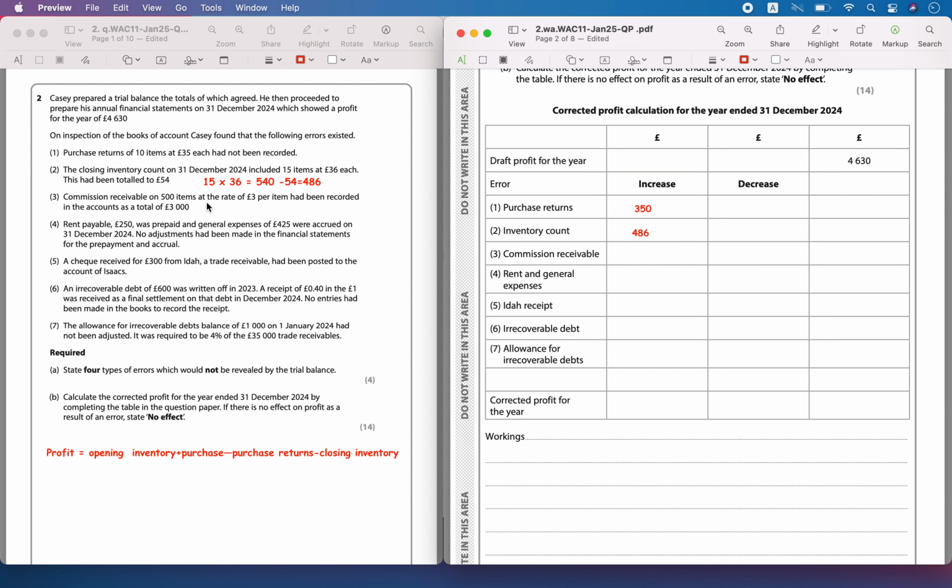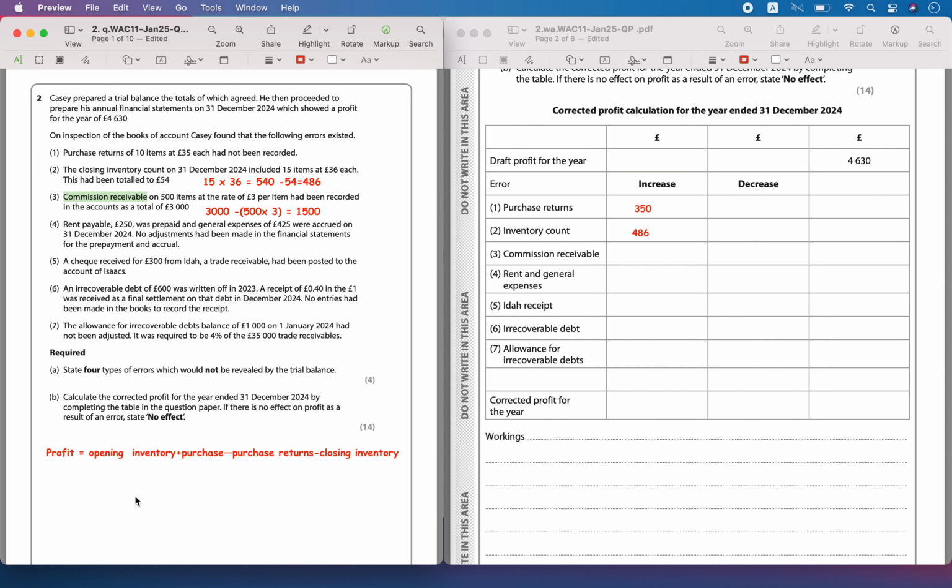Then commission receivable on 500 items at the rate of 3 per item had been recorded in the accounts as a total of 3000. So we can see that 500 times 3, that is 1500 pounds, had been recorded as 3000. So the difference has to be accounted for. 3000 minus 1500 is 1500 pounds. So this has to be corrected.